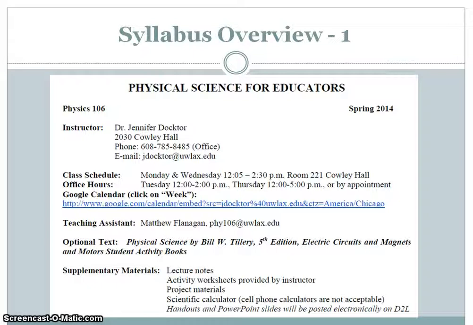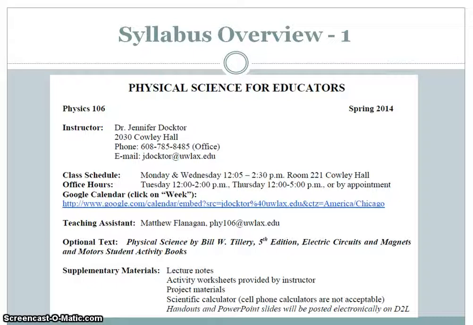What makes this class really different from other science classes is that it has been specifically designed for future teachers of elementary and middle school. Many of the activities and demonstrations we'll be doing can be adapted to use with young children. In fact, even the electricity curriculum that we use is the same one that they do in 4th grade over at Emerson Elementary School.